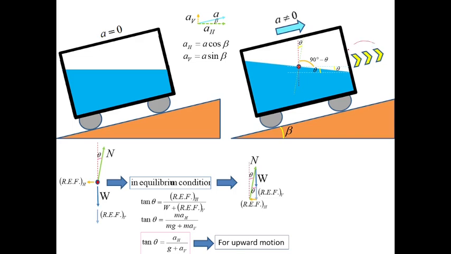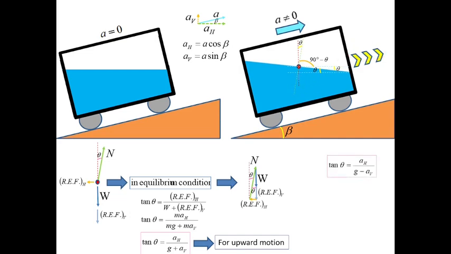Pagka paakyat, iba kapag pababa. Pag pababa, parang gumagaan yung liquid na to. Natutulak pa in opposite direction, kaya parang gumagaan. Tapos, imbis na i-compress yung opposite, parang umaakyat. Yun ang opposite. Pagka opposite direction.